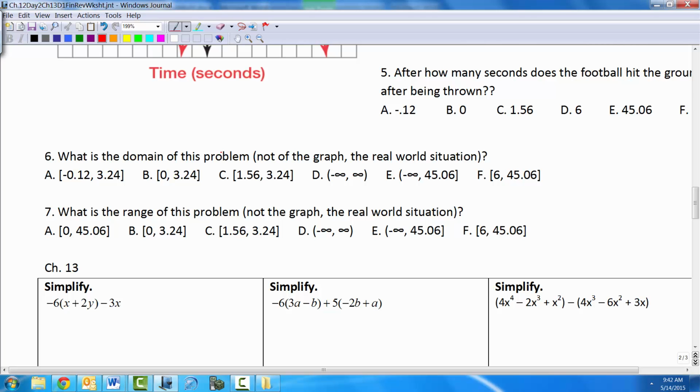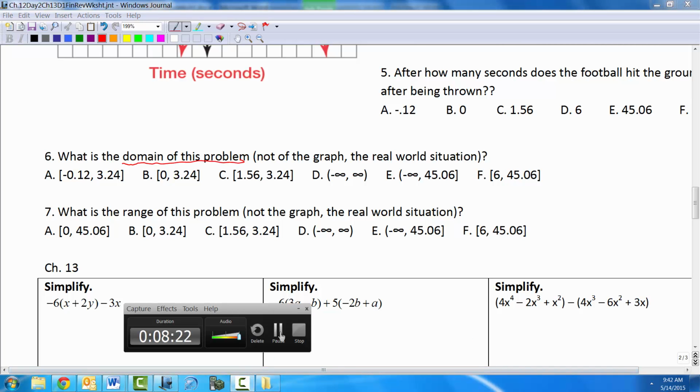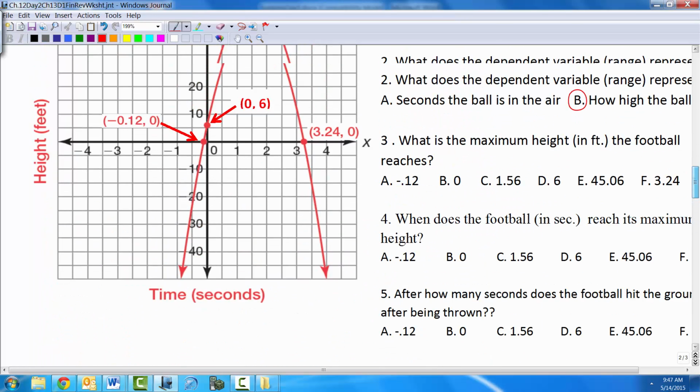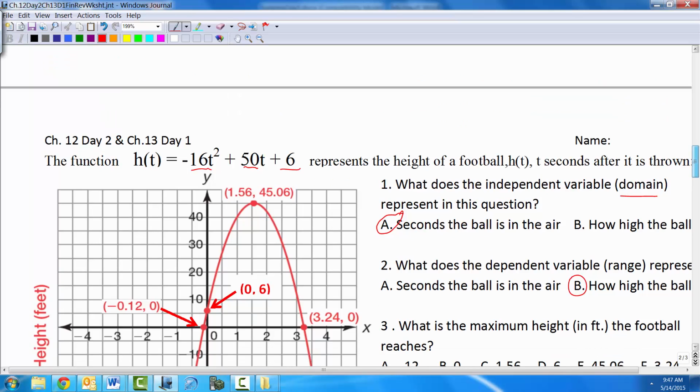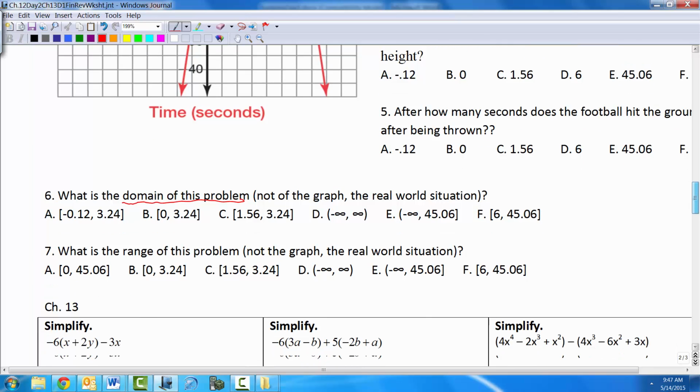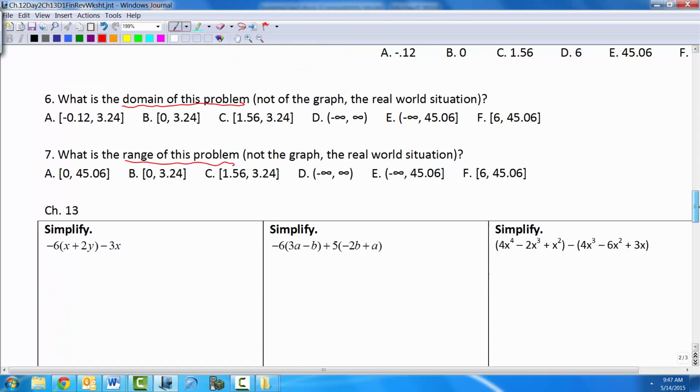But 6 and 7 are great. I'm not going to answer them for you, but look at this. It's not domain of the graph, it's domain of the problem. Okay, so domain of the problem. Remember, it's not domain of the graph. So we said domain is seconds, so I think we should be able to figure out what that means, the domain of this actual real-world situation. Same thing, range of this real-world situation. Figuring that, and then we'll talk about that when we get back to class.